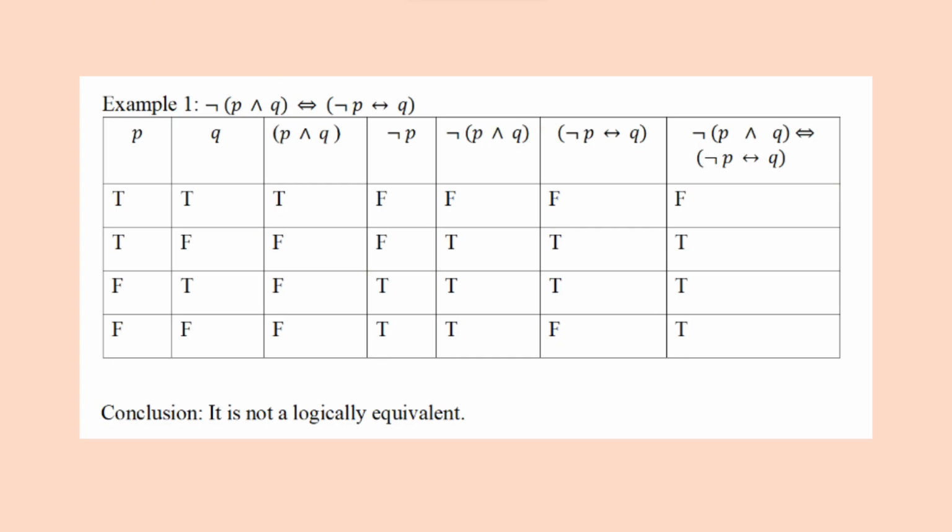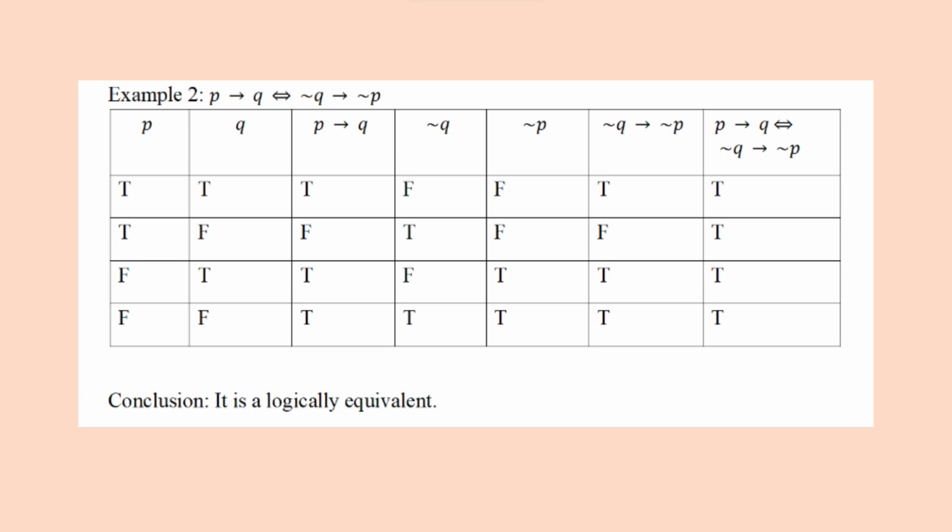Moving on to the next column, which is not P conditional Q, the truth value is false, true, true, false. And next is not (P and Q) equals to (not P) conditional Q. So the truth value is false, true, true, true. The solution for example 1 is that the expression is not logically equivalent.